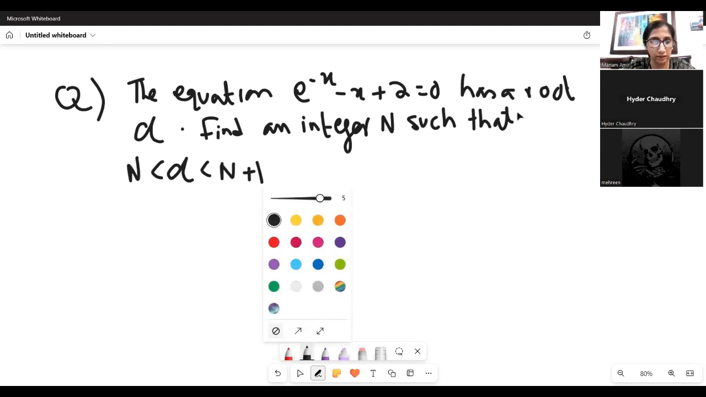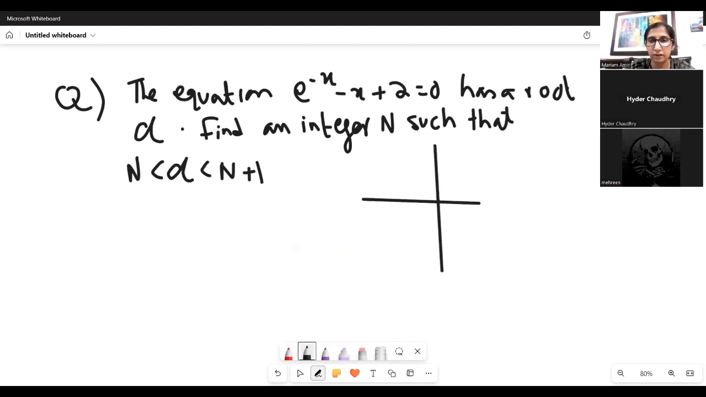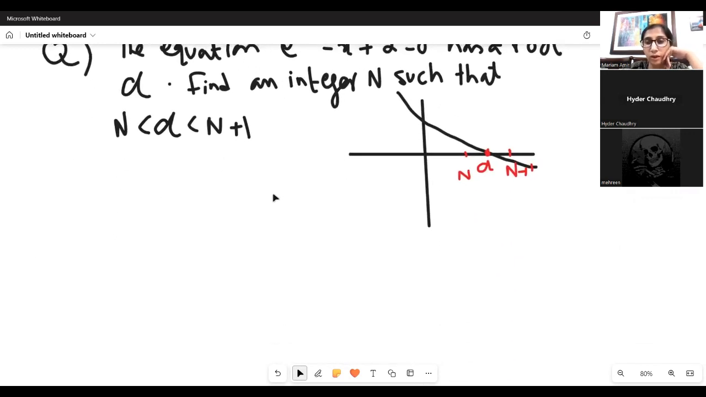So they're saying, okay, the curve of this equation, e to the power minus x, let's say it looks something like this. You're told that this is the root alpha and it lies between two integer values. Let's say this is n plus 1 and that's n. So you have to find those two integer values. It is slightly like the previous question, but you don't have those two values. In the previous one, the values were minus 1.5 and 1.